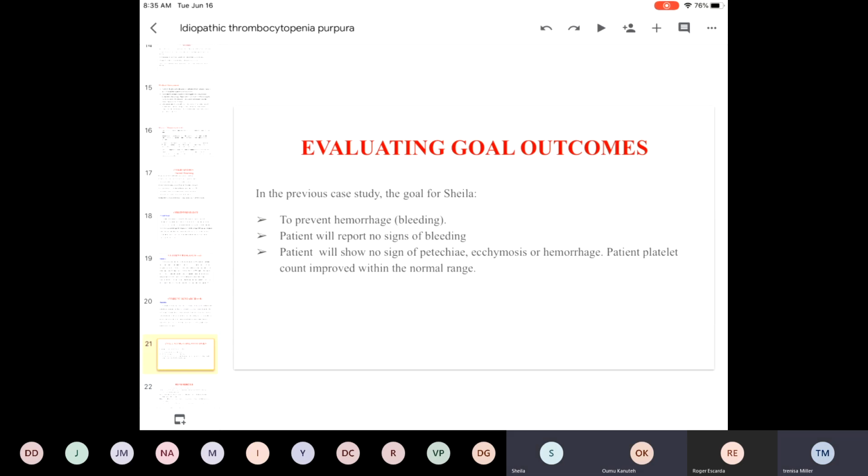Evaluating goal outcomes. In the previous case study, the goal for Sheila was to prevent hemorrhage or bleeding. That she will report no signs of bleeding, and she will show no signs of petechiae, ecchymosis, or hemorrhage. Patient platelet count can be improved within the normal range.